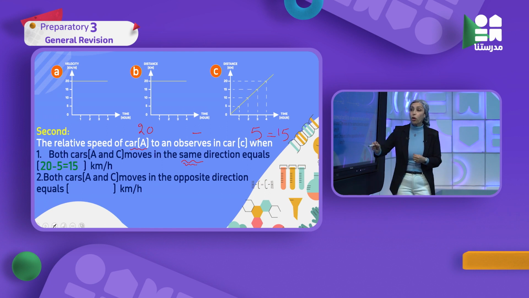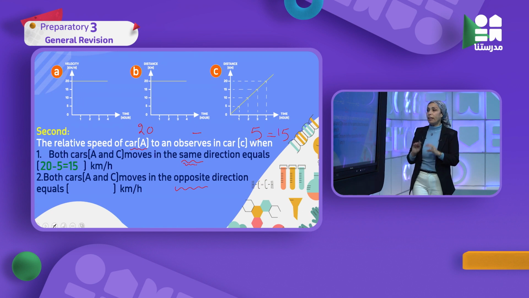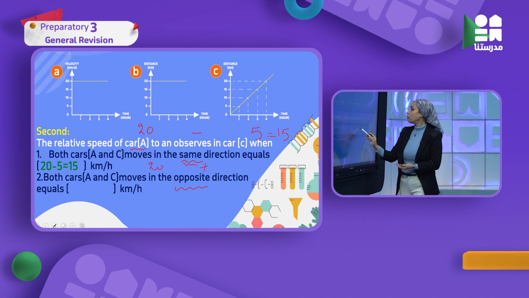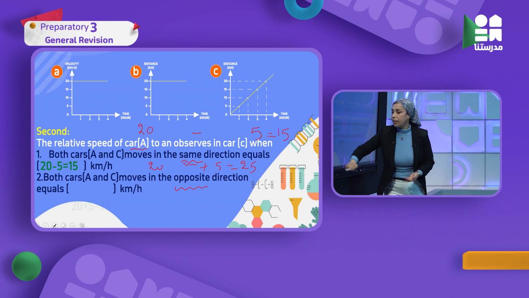What about both cars A and C also, but moving in the opposite direction? Same calculations, but one moving against the other. What I'm going to write is, for the opposite direction, addition: 20 plus 5, so the answer is 25. Let's see the answer here.